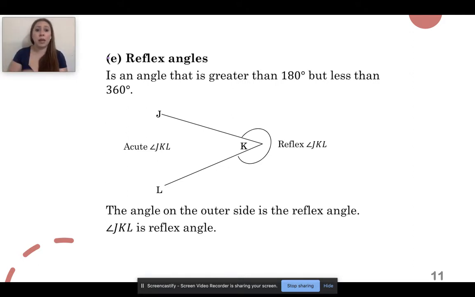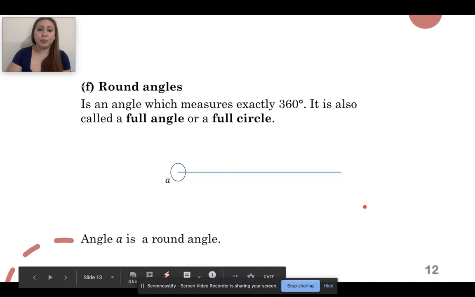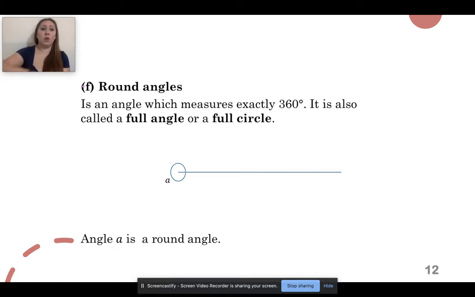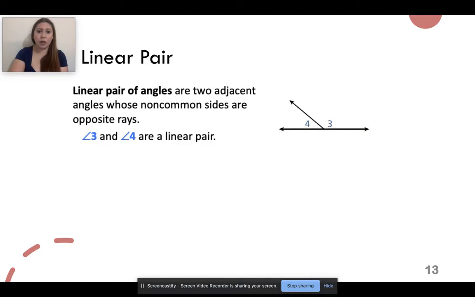A reflex angle is an angle that is greater than 180 but less than 360. So you have a line. A reflex angle is that extra piece of that line. So not a complete circle, but almost to that circle. A round angle would be like a circle. It means that this angle has gone all the way around. It is an angle which measures exactly 360 degrees. So it's known as a round angle or a full angle or a full circle. All right, so how would you label that? You'll just label it as angle A is a round angle.